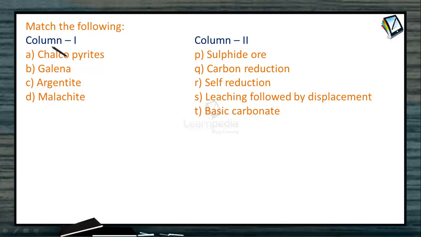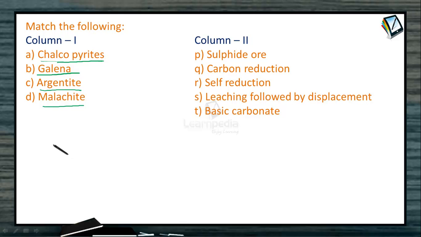Match the following. In column 1 we have chalcopyrites ore, galena PbS ore, argentite, once again an ore, and malachite. So the ores are given in column 1, and we are asked to match them with the processes used in the extraction of the metals in column 2: sulfide ore, carbon reduction process, self-reduction process, leaching followed by displacement, and basic carbonate.